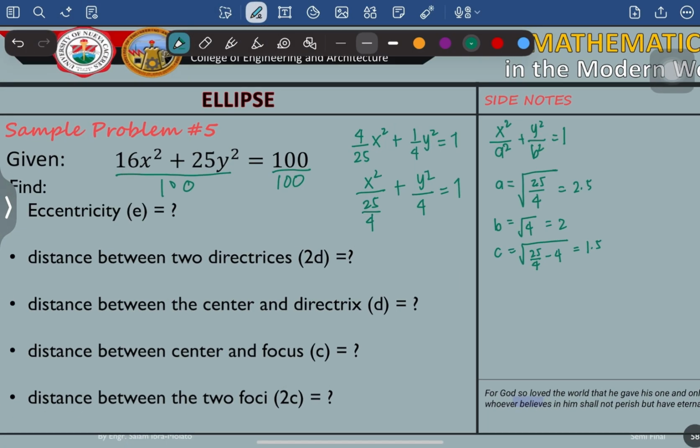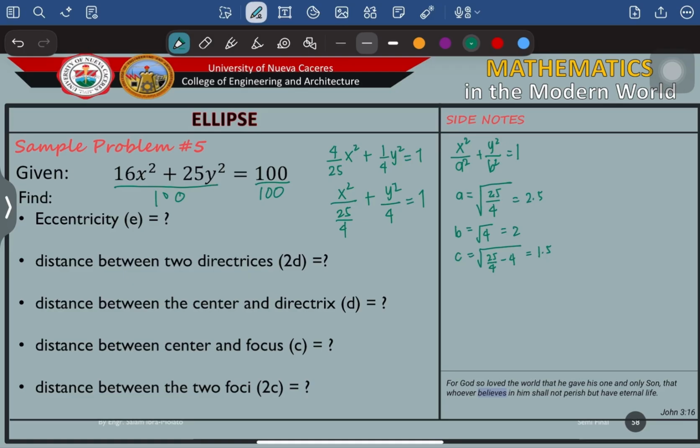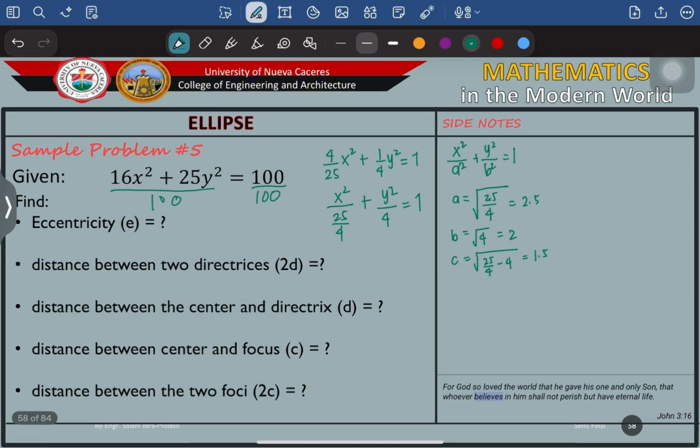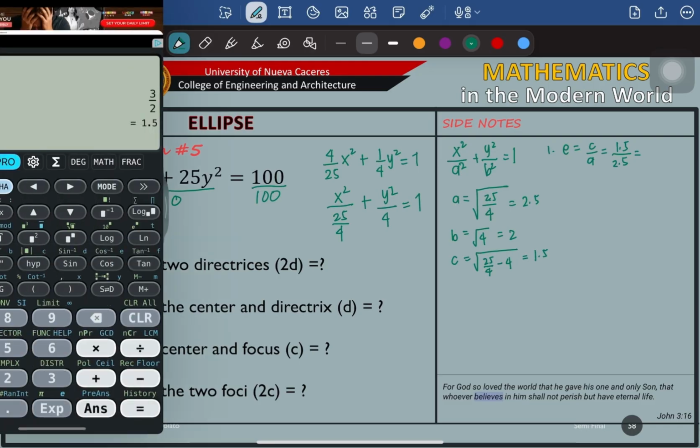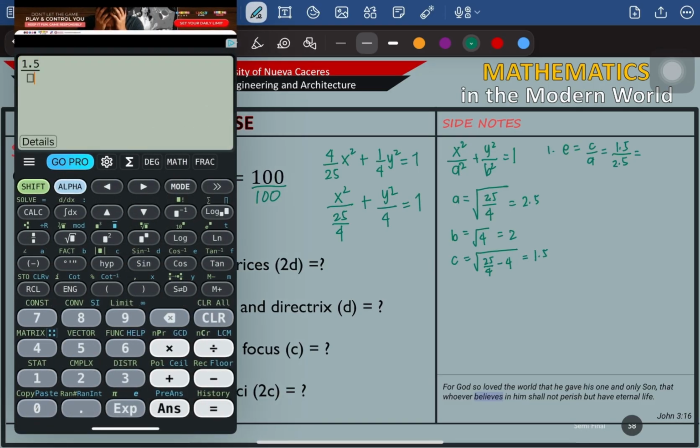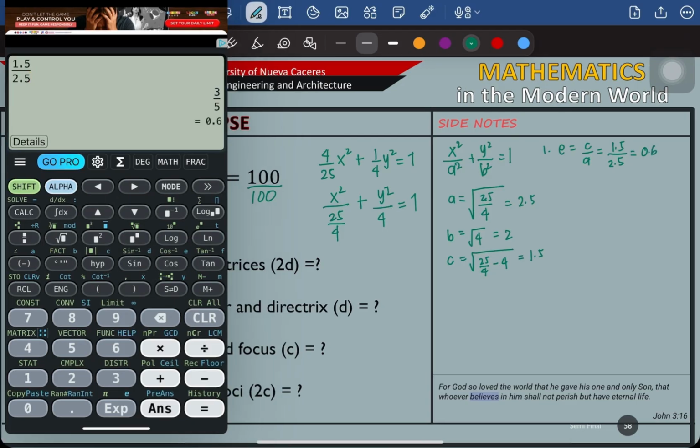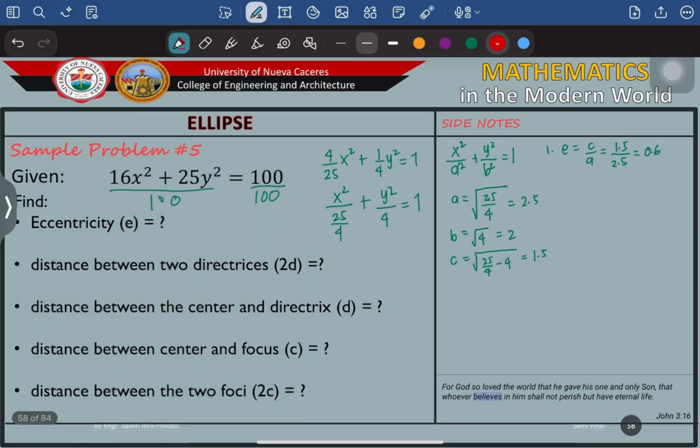So let's solve the eccentricity. Based from the formula, e is equal to c over a. So e is equal to 1.5 over 2.5. Therefore, the eccentricity is equal to 0.6. So this is the answer for number 1.